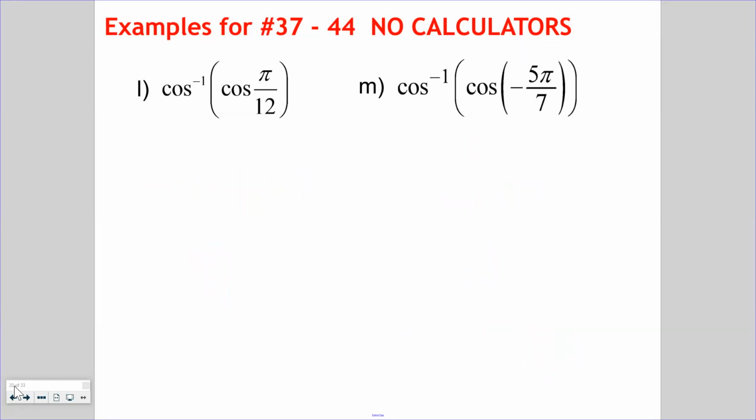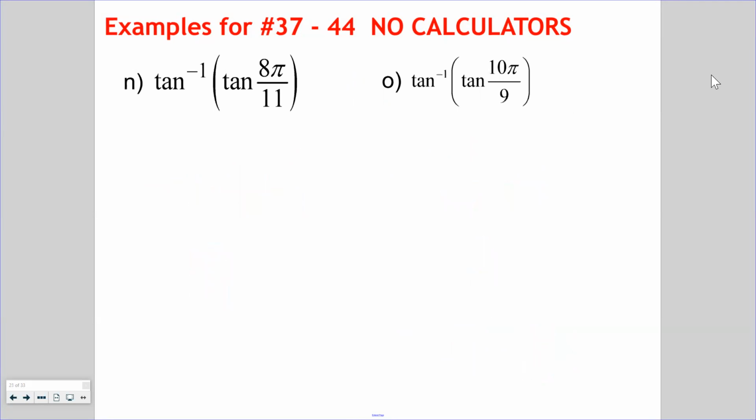Okay, how about tangent? So I'm going to do one tangent and then have you guys try another one on your own. We've got the inverse tangent of the tangent of 8 pi over 11. So I am going to just keep the inverse tangent there. 8 pi over 11, I'm going to graph that though. Okay, so in radians, if you guys are a little bit sketchy on radians still, 180 degrees or pi radians is 11 pi over 11.